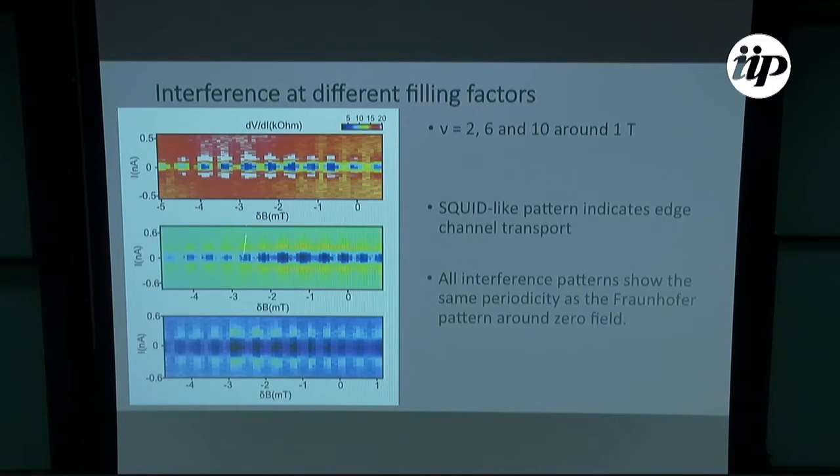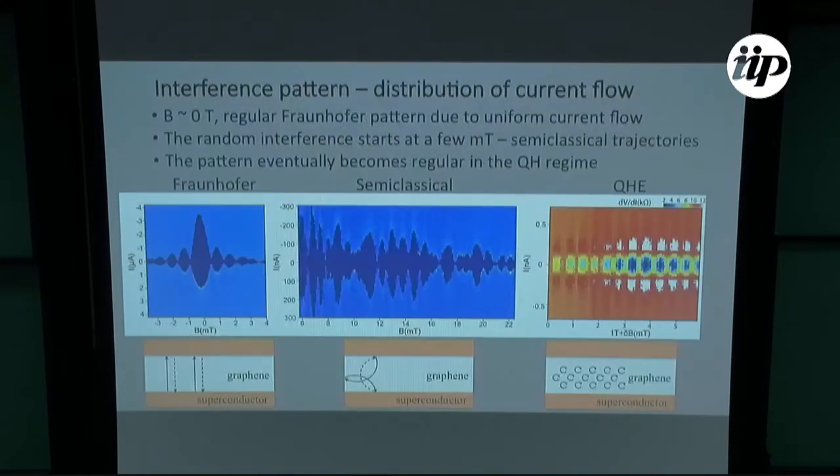Another measurement is shown here, several filling factors ranging from 2 to 6 to 10, again, the same periodicity in magnetic field. Now, just to show you the overall evolution, because we are moving over a wide range of magnetic field, as you are exiting this Fraunhofer behavior at small field, the interference becomes completely disordered, if you wish, completely random. That is the regime of the Andreev bound states which are bouncing off the walls of the sample.